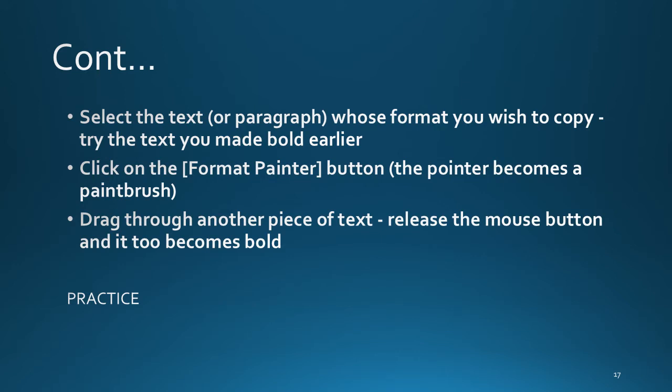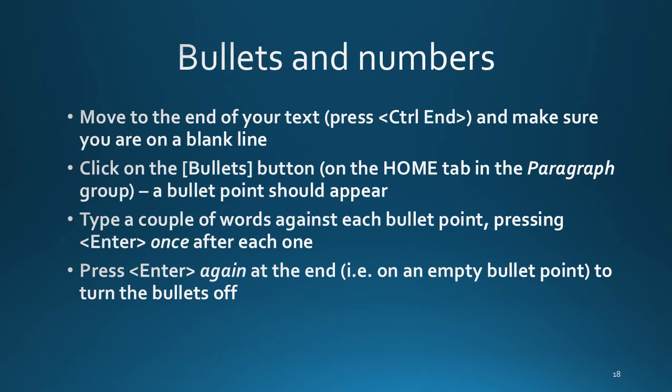Continue. Select the text or paragraph whose format you wish to copy. Try the text you made bold earlier. Click on the Format Painter button. The pointer becomes a paintbrush. Drag through another piece of text. Release the mouse button and it too becomes bold. You may create your own document and practice.